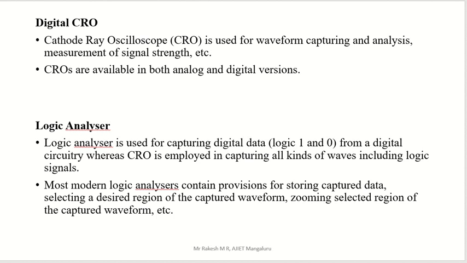With an analog CRO, we will get a perfect output here also, but in order to save and to do some calculations, the digital one is somewhat better. See, that is a digital CRO. The full form of digital that we are using is DSO, digital signal oscilloscope. Here, it is cathode ray oscilloscope.